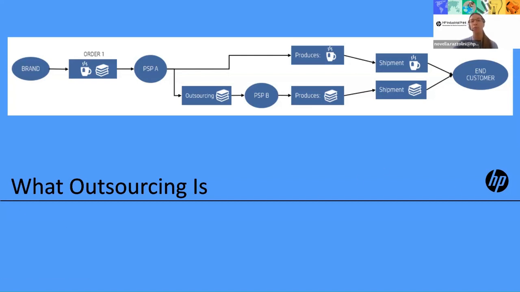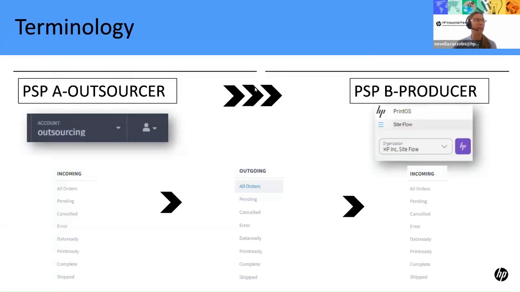The mug will be produced in-house, and the book will be outsourced to a different PSP based on the routing rules. But let's now get familiar with the terminology that we will be using. As you can see here, we are using the terminology PSP-A for the PSP that is outsourcing the product and the order. So it's basically the outsourcer. PSP-B is instead the producer of this order and the receiver of this order.